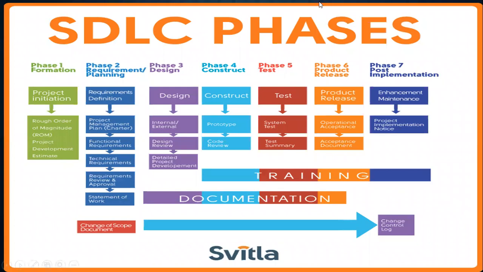The second phase is the requirement gathering phase. In requirement gathering, we gather all the requirements we need for the particular project, maybe functional or technical requirements, any review reports, any approvals, or any statement of work. All the requirements and architecture will be done in the requirement planning phase.